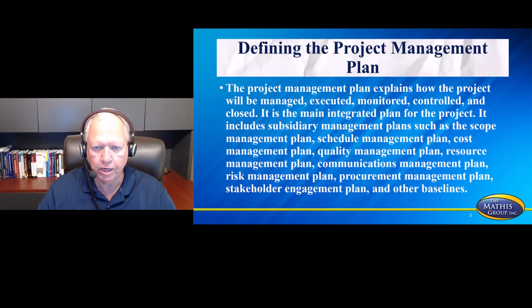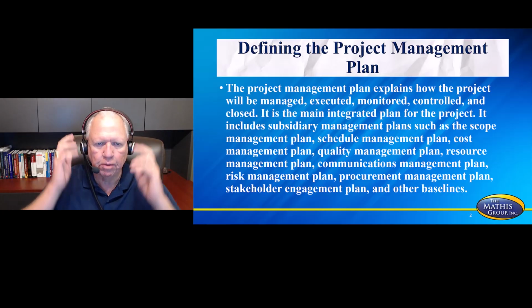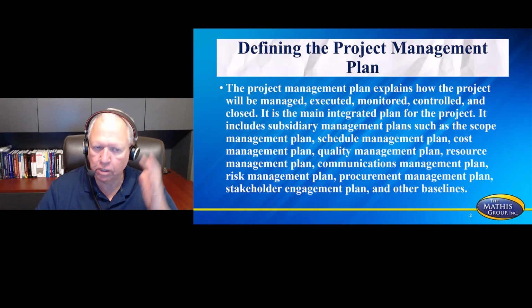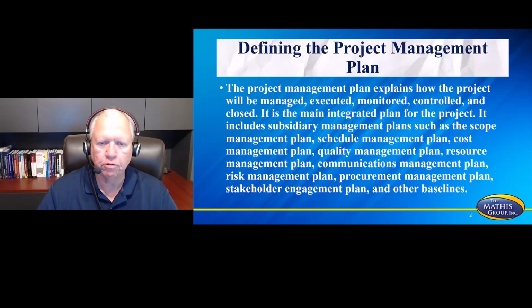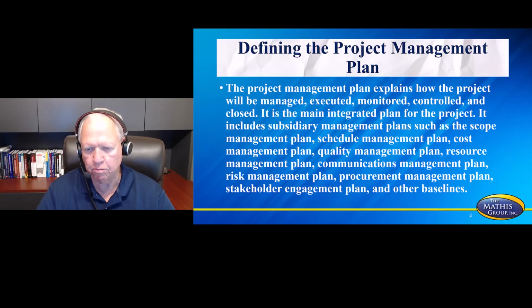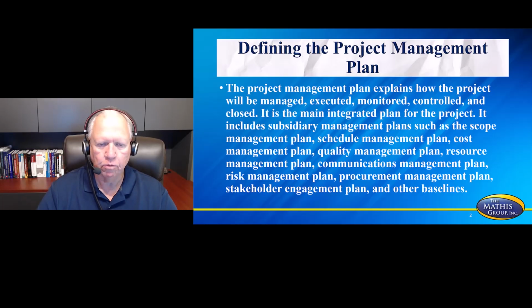The project management plan explains how the project will be managed, executed, monitored, controlled, and closed. It is the main integrated plan for the project. It includes subsidiary management plans such as scope management plan, schedule management plan, cost management plan, quality management plan, resource management plan, communication management plan, risk management plan, procurement management plan, stakeholder engagement plan, and then the baselines, which is scope, schedule, and cost. So you want to make sure that all of this is what you're thinking of when you think about the project management plan.